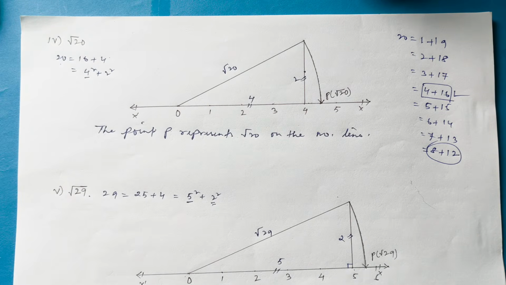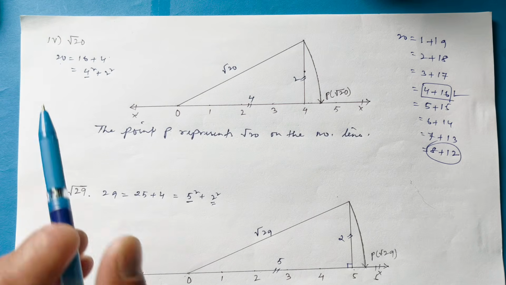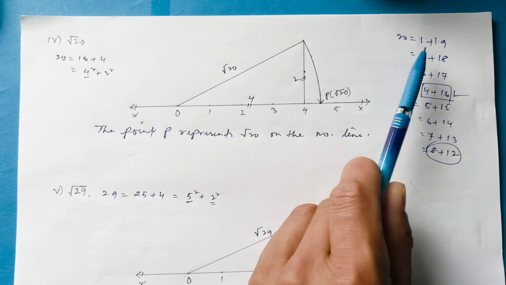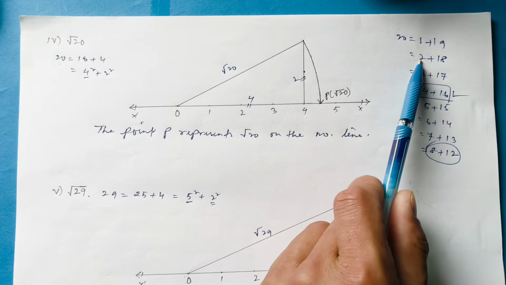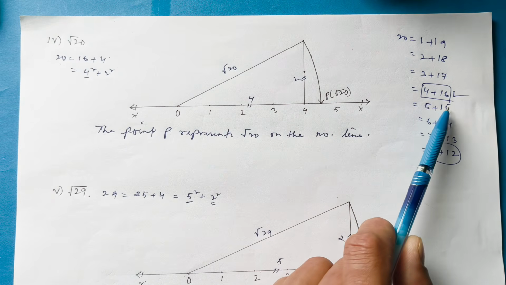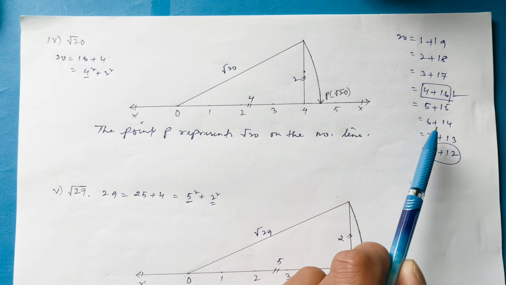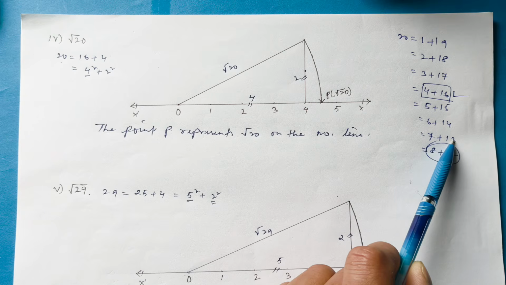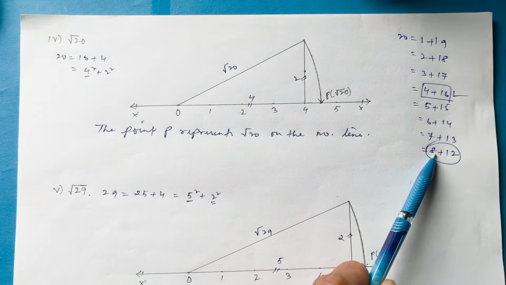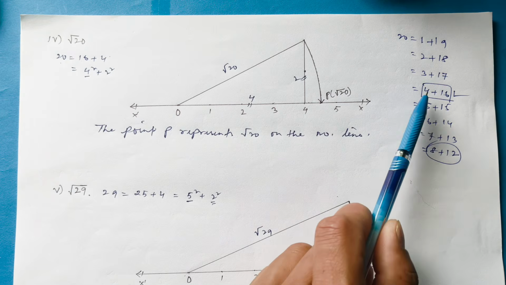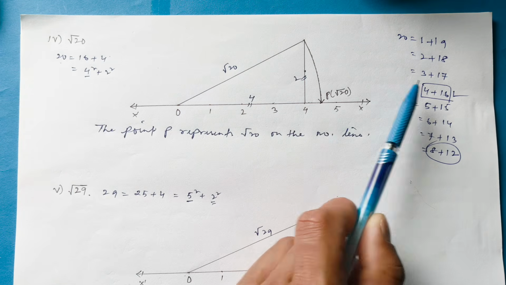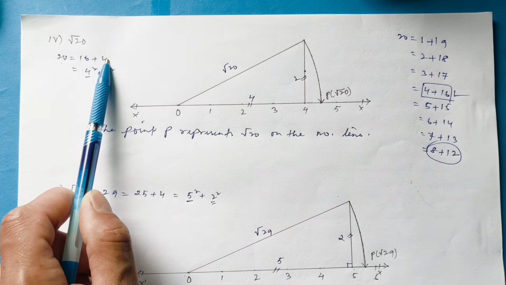Exercise 1.1, question number 5, Roman number 4, root 20. Root 20, when you say 20 is equal to 1 plus 19, 2 plus 18, 3 plus 17, 4 plus 16, 5 plus 15, 6 plus 14, 7 plus 13. These are all sums of two numbers equal to what? 20. In this, the sum of two square numbers equal to 20 is 4 and 16. Because 16 is a square number, 4 is a square number. Let us take 20 equal to 16 plus 4.